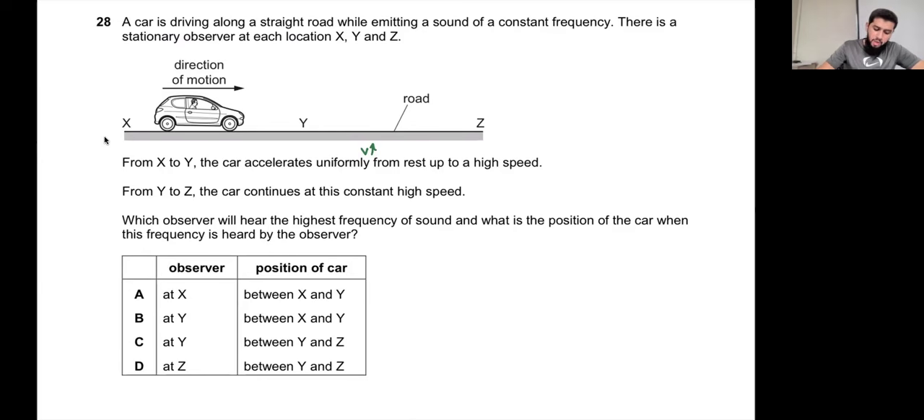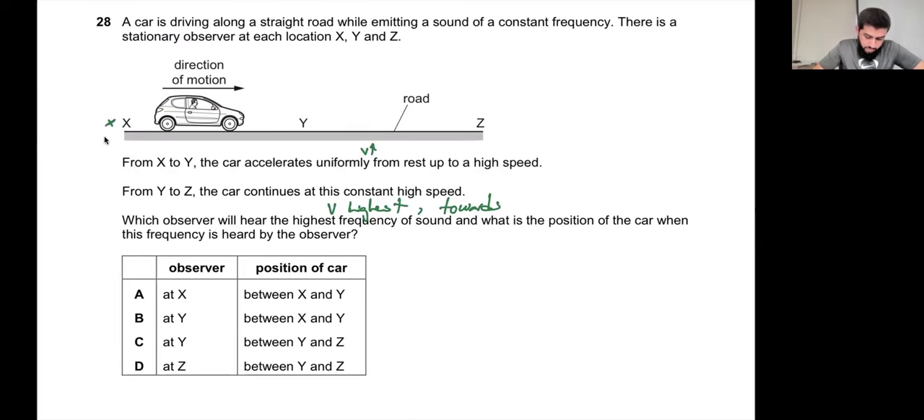Which observer will hear the highest frequency of sound, and what is the position of the car when the frequency is heard by the observer? So, the highest frequency would be when the speed is highest and moving towards. So, that automatically eliminates X, because at any given point, this car is moving away from X. So this cannot be the answer. This is incorrect. It's either Y or Z.